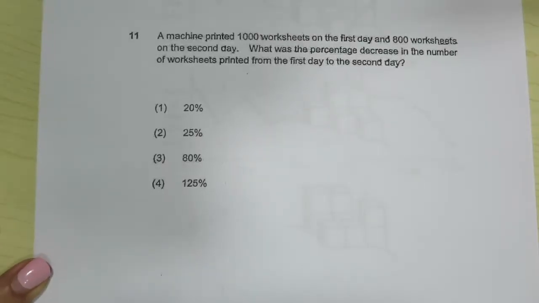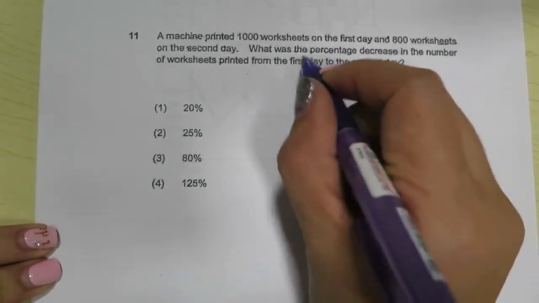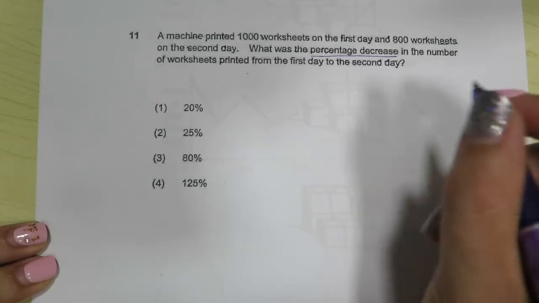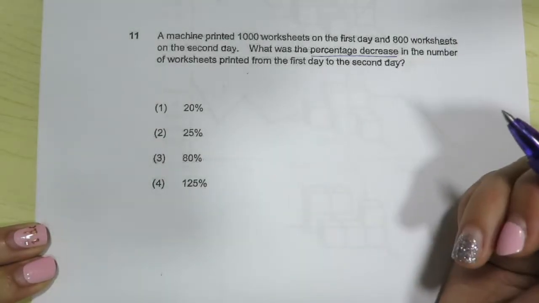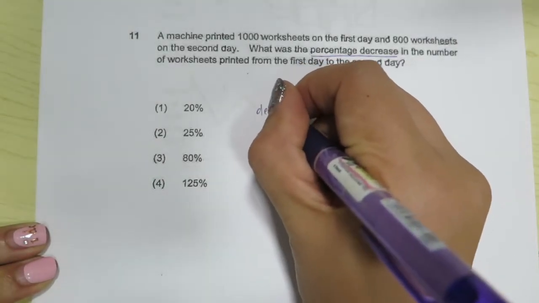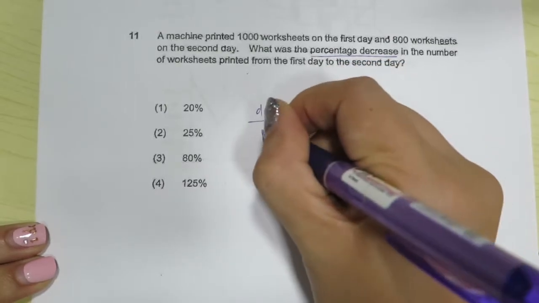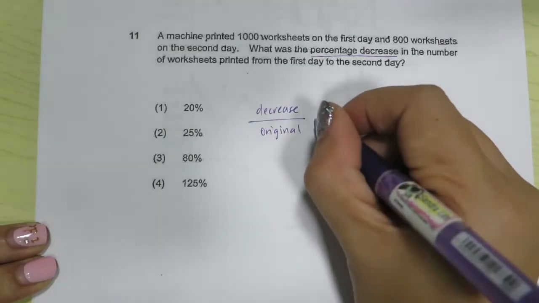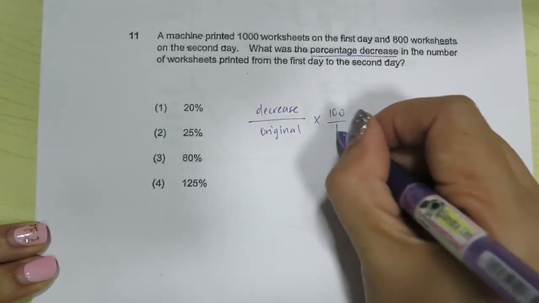Question 11. A machine printed 1,000 worksheets on the first day, 800 worksheets on the second day. What was the percentage decrease in the number of worksheets printed from the first day to the second day? Percentage decrease. Okay, so this is a very standard thing. In order to find percentage decrease, we take the decrease out of the original. And because we want to find percentage, we take this and we times 100.